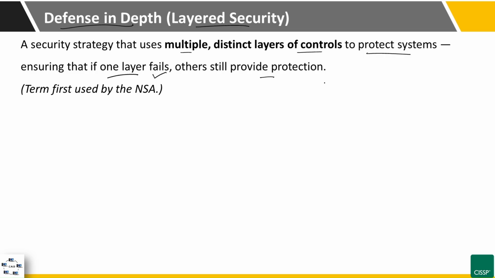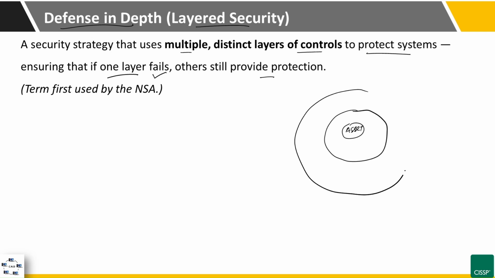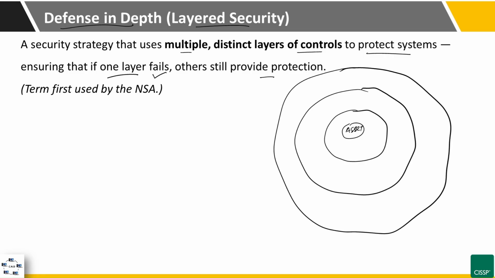We have already studied this in, I think, our first or second domain, where we saw that, let's suppose we have our asset here, then we have multiple layers of security controls around it. So here we have some controls. If one layer fails, the next layer of controls protects the system. If the next fails, the next layer protects it. This protection mechanism is known as layered defense or defense in depth.